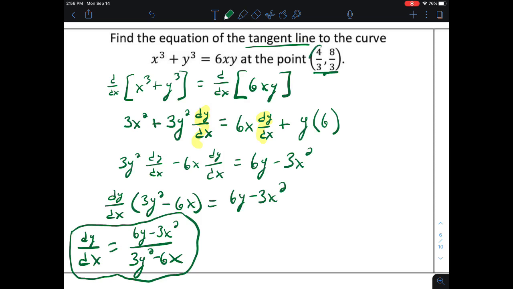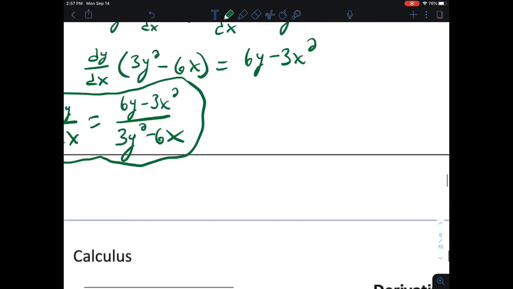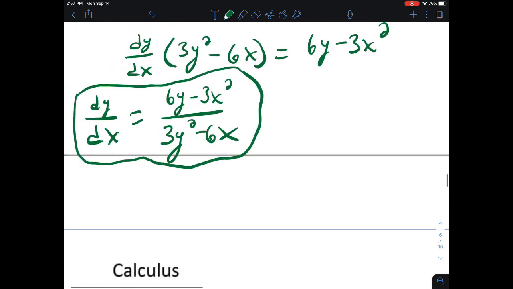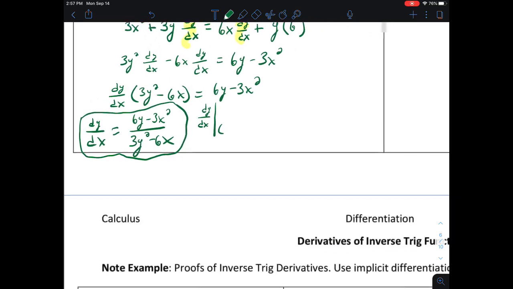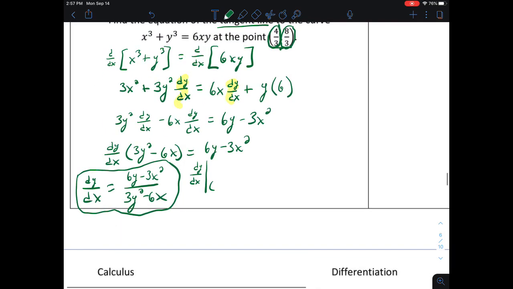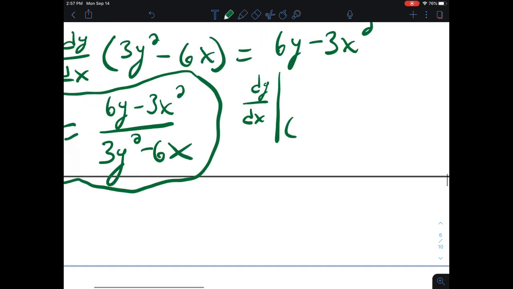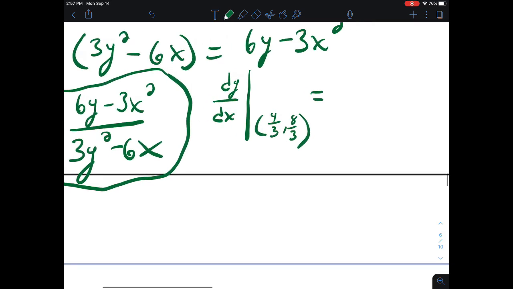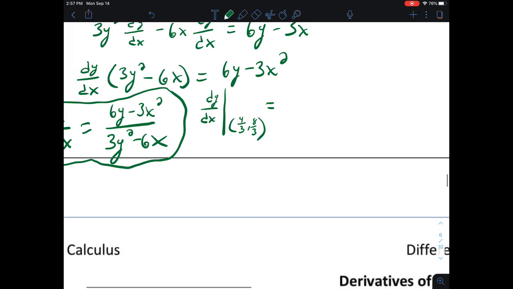So we're going to put in 4/3 for x and 8/3 for y, and we're going to evaluate our derivative. So our derivative here, and we can use some notation, the derivative of y with respect to x, when we put in the coordinate. Now, some people write x equals and y equals, but I'm just going to write it as a coordinate. It means the same thing. So 4/3, comma 8/3 is going to equal, and then put those values in.